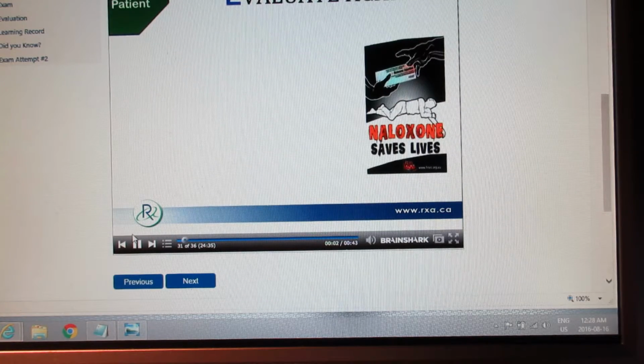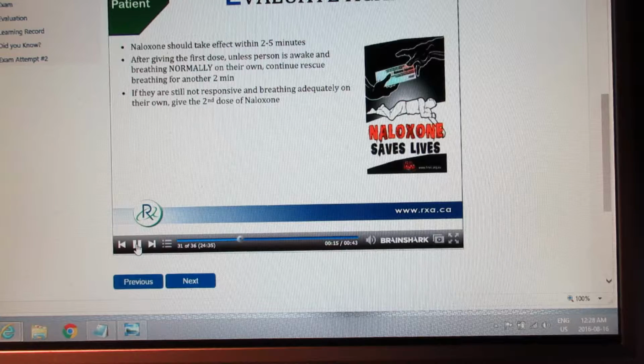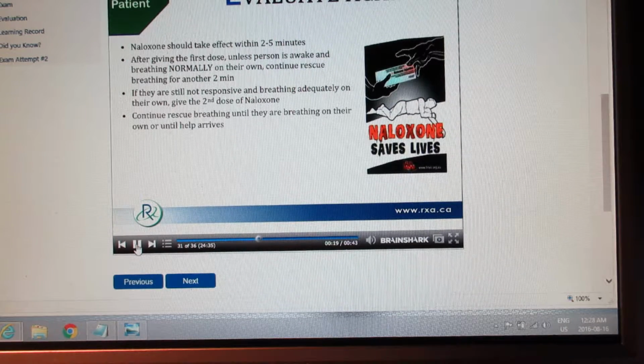E is for evaluate again. Naloxone takes effect within 2 to 5 minutes, and after giving the first dose, unless a person is awake and breathing normally on their own, continue rescue breathing for another 2 minutes. And if they're still not responsive and breathing adequately on their own, give the second dose of naloxone. Continue rescue breathing until they are breathing on their own or until help arrives.